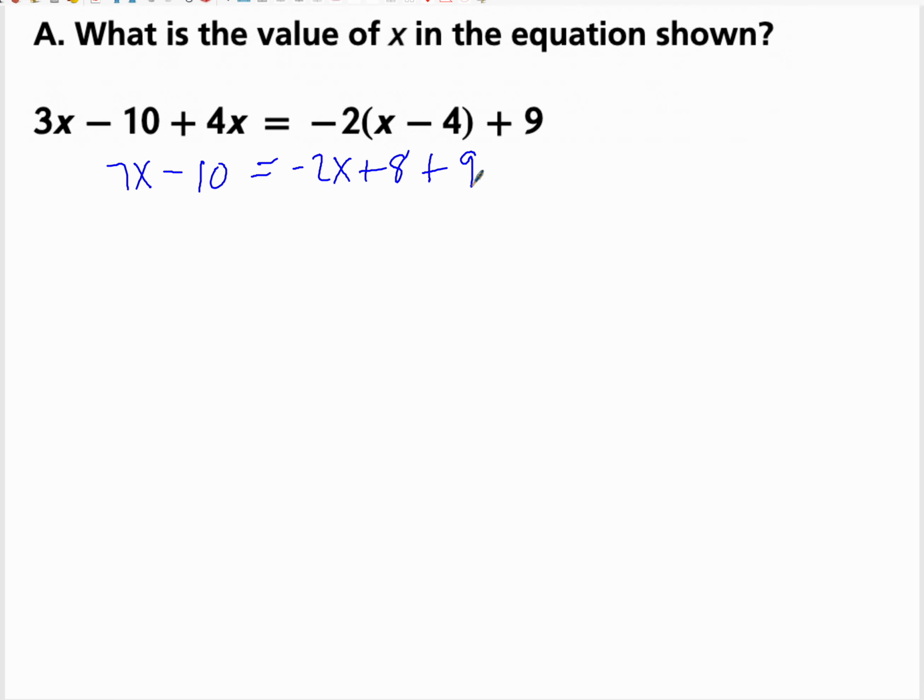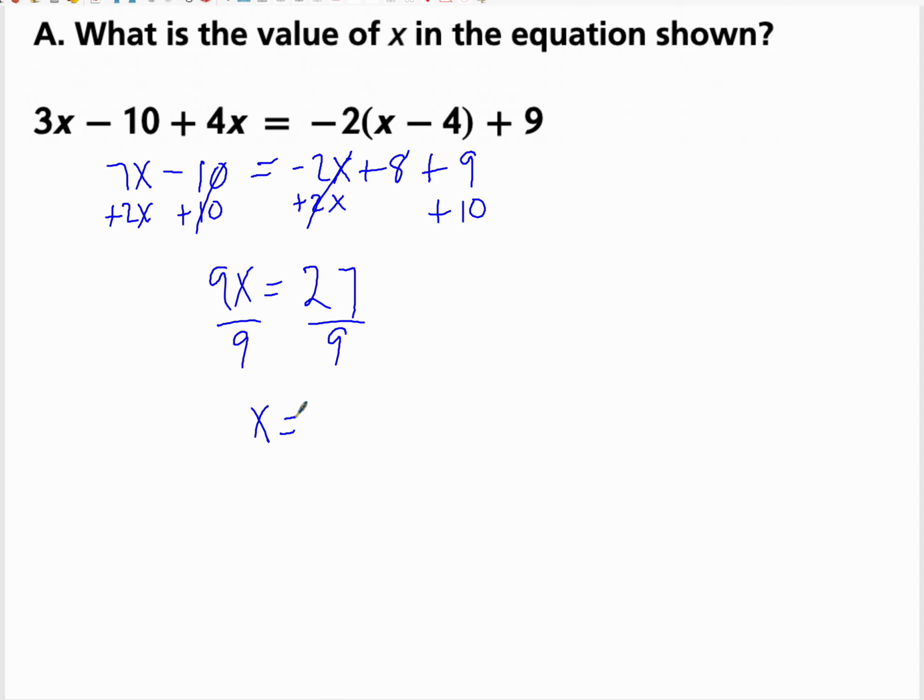Now I need to gather like terms onto the same side, so I'm going to add 2x here, add 2x here. I'm going to add 10 here, which means add 10 over here. So these 10s cancel. I would have 7x plus 2x is 9x. Those cancel, so I'd have 8 plus 9 plus 10 is 27. Last step, divide by 9, so x is 3.